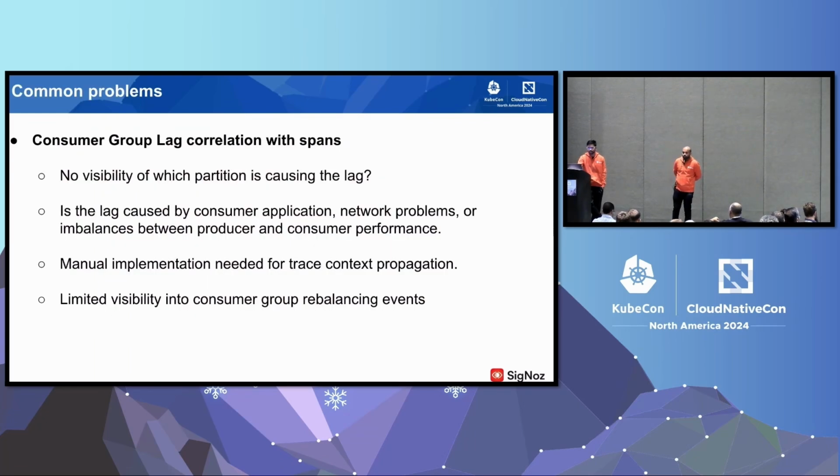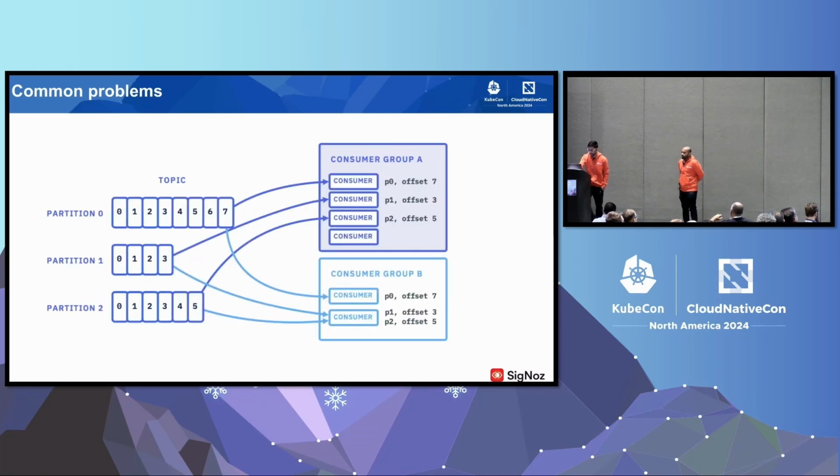So let's revisit the problem that Ekansh mentioned, consumer group lag. Let's just talk about what consumer group lag is. Kafka provides the native metrics from the JMX server, and you can see the consumer group lag for a given topic, partition, and consumer group. But there are some problems. We would talk about it.